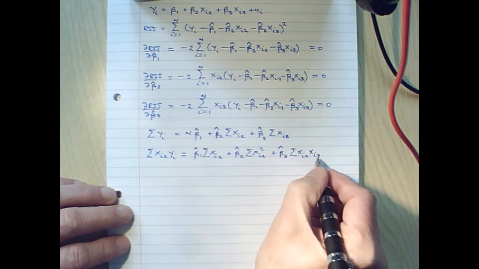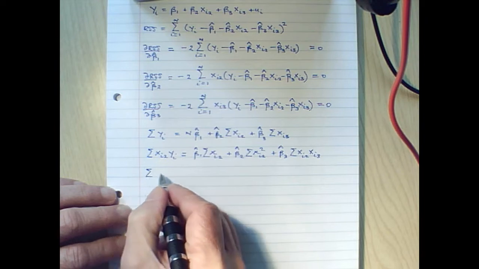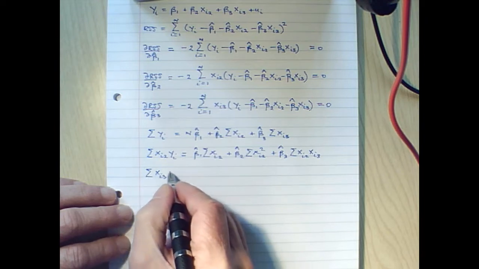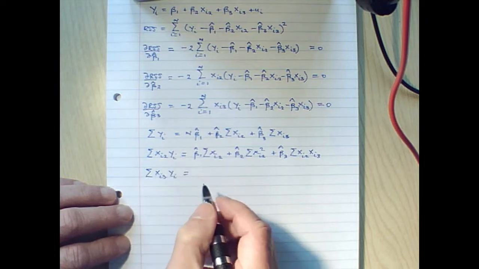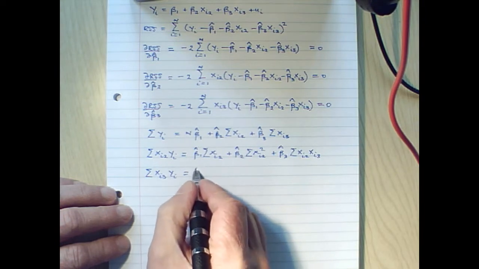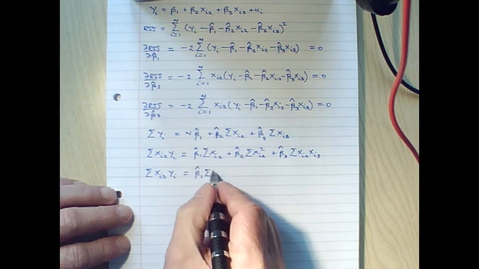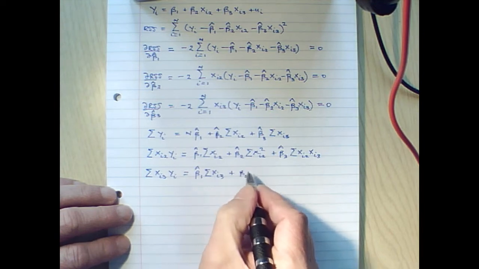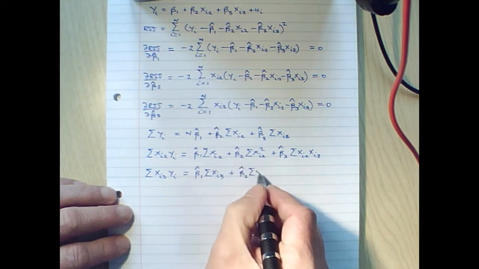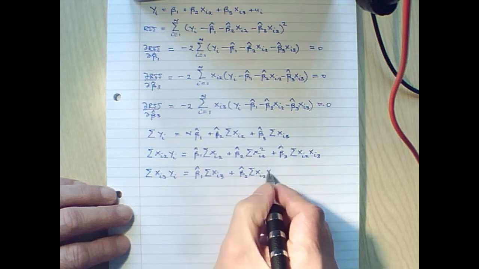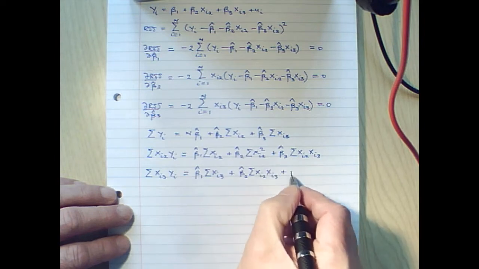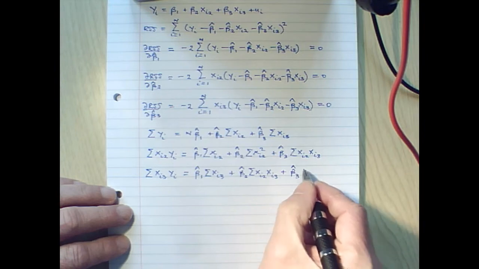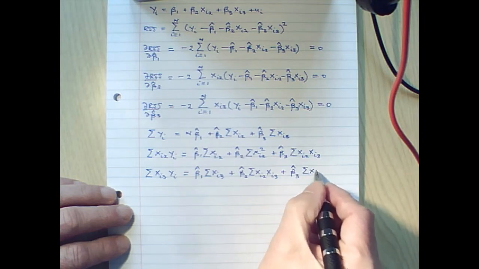xi2 times xi3. Then from the third first order condition we have the sum of xi3 yi equals beta 1 hat times the sum of xi3 plus beta hat 2 times the sum of the cross products, xi2 multiplied by xi3 plus beta hat 3 times the sum of xi3 squared.